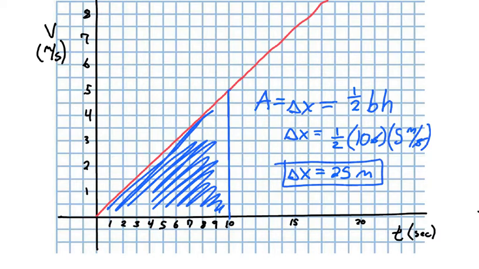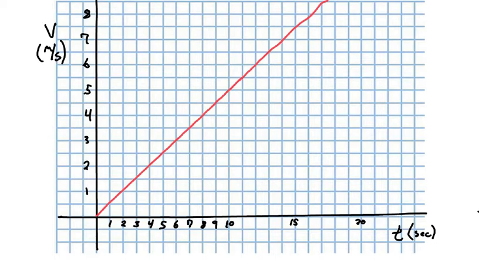Remember, if we were going at a constant velocity of 5 meters per second, we were going to end up with 50 meters covered. But here we're going at 0 meters per second to begin with, 5 meters per second at the end. We could say that our average velocity during that time is 2.5 meters per second. And so in 10 seconds, we're traveling 25 meters.